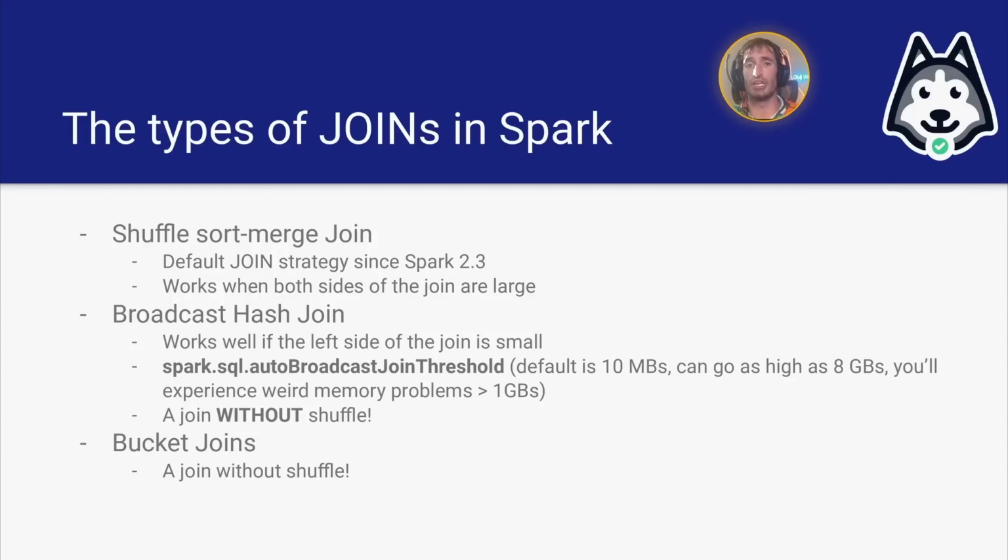So you need to know what each one of these words means if you want to be able to optimize your Spark jobs. Generally speaking, you want to minimize the amount of times you use shuffle, sort, merge, join. That is a very hard word to say. Too many S's. But broadcast and bucket joins are going to be your best friends in a lot of cases.